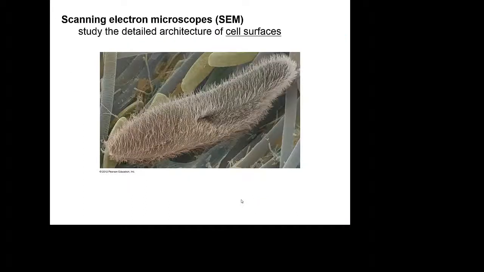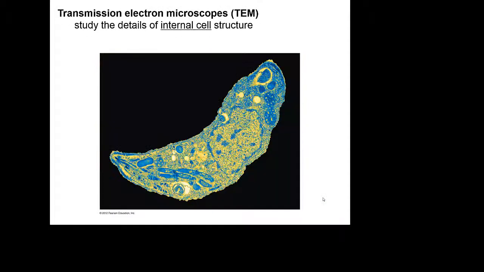This is something known as a scanning electron microscopy image, or an SEM. Scanning means we're looking at the outside. You're looking at the surface. So we're interested in seeing what's on the outside of something. In this case, this is a paramecium. And you see he looks pretty fuzzy, right? Well, he's not technically fuzzy or furry. Instead, he's covered in cilia and flagella that are going to help him move around.